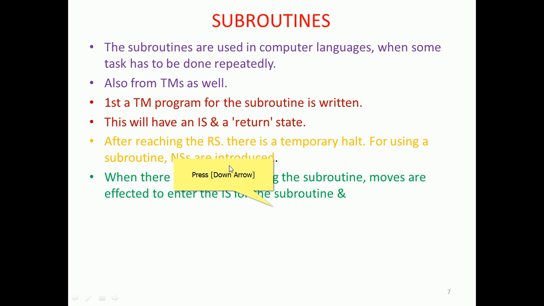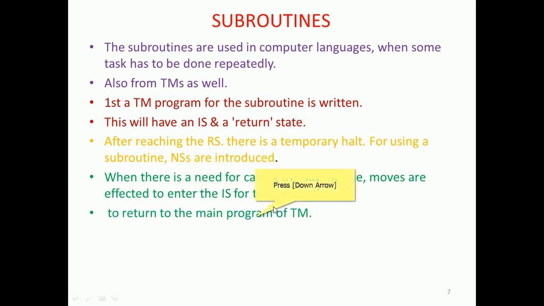When there is a need for calling the subroutine, moves are effected to enter the initial state of the subroutine, whenever there is a necessity of subroutine application. So we call the subroutine, and moves are effected into the initial state of the subroutine, and then return to the main program of the Turing machine.